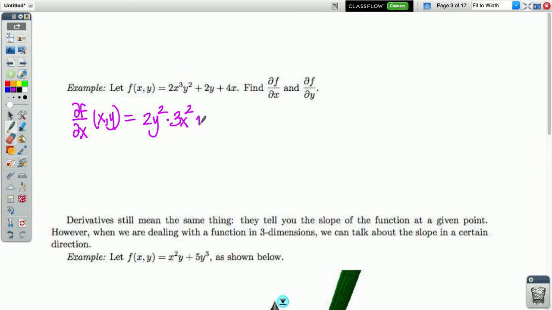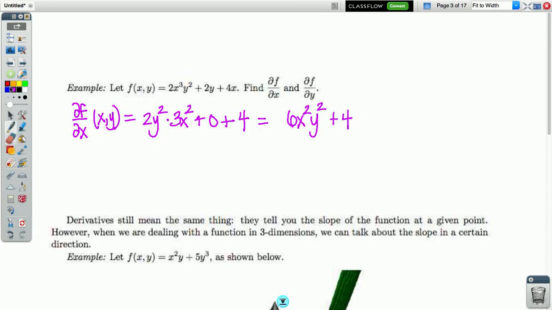Also here, I don't see this 2y as a variable. I see it as a constant, so that differentiates to 0. And then for the third term, 4x, we just differentiate like normal, and that differentiates to 4. So when I simplify this whole thing, I get 6x squared y squared plus 4 as my partial with respect to x. If I wanted to, I could plug in values for x and y, or I can just find a function that represents the partial derivative.